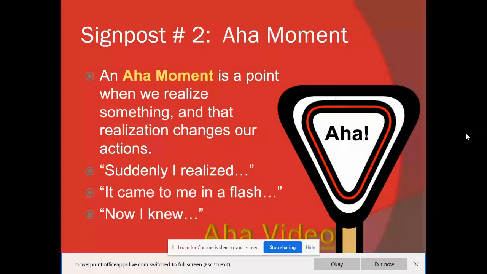Our second signpost is called an aha moment. An aha moment is a point when we realize something, and that realization changes our actions. Anytime you read, suddenly I realized, it came to me in a flash, now I knew.